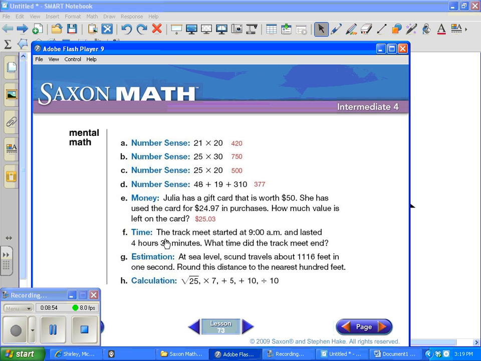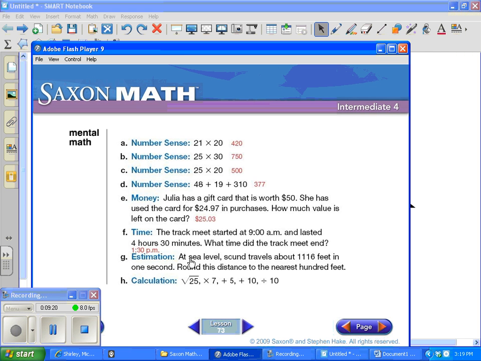There you have it. The track meet started at 9 a.m. and lasted 4 hours 30 minutes. What time did the track meet end? Okay, so let's take 9 a.m. and count up 4 hours. And then add 30 minutes. Now remember that you passed noon and you've got 1:30 p.m.